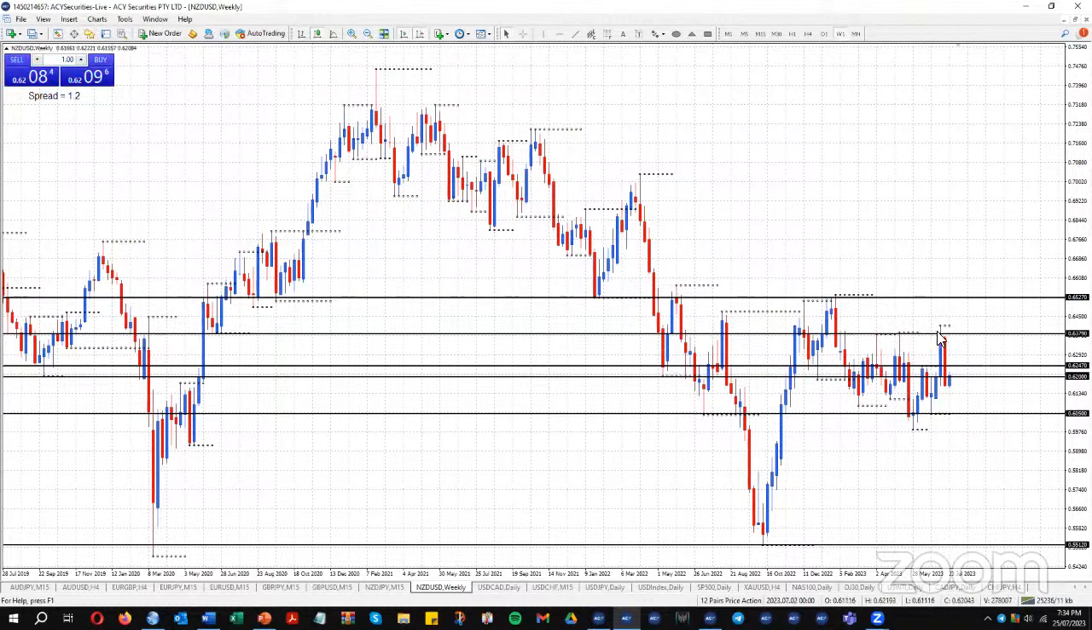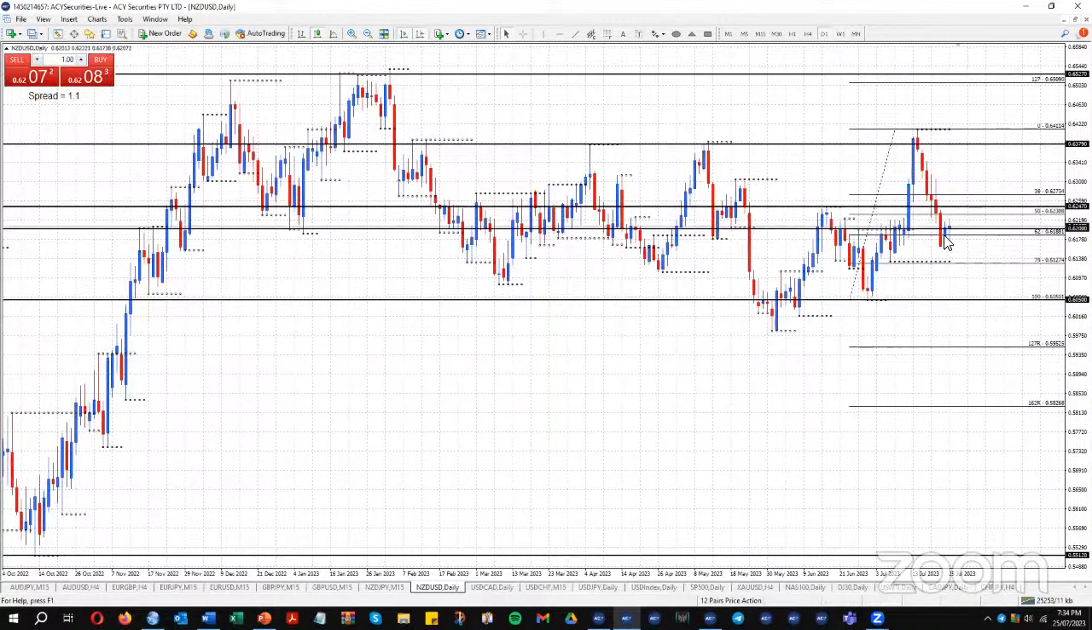Weekly chart here, whilst we moved to a new high against this double top, we've been pulling back, but from the weekly perspective there's a 62% retracement going on here. We're getting some form of support here at 62. We're back above this daily high at 6,200. So the clear level is 6,200 at the moment on this pair.